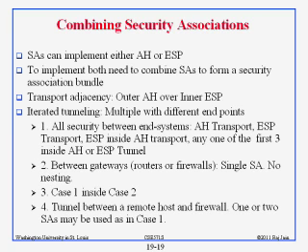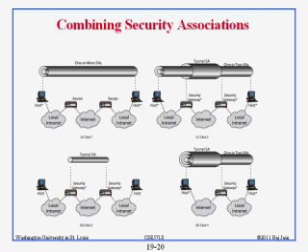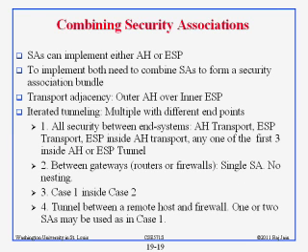Alright, so now combining security associations. You can implement AH or ESP, and you can also implement both AH and ESP, but you will have to somehow put one inside the other. So you have to make a bundle. Actually, maybe I should show you the next picture, which shows the bundle clearly. You could have one tunnel, and inside that you have another tunnel, inside that you have SAs, and like that. So that's a bundle.